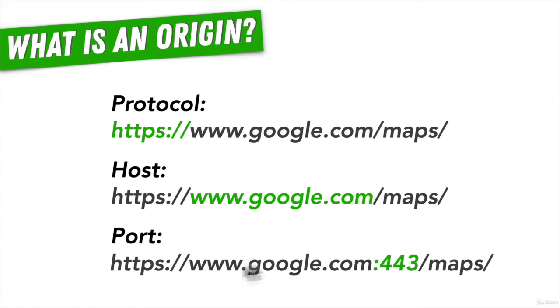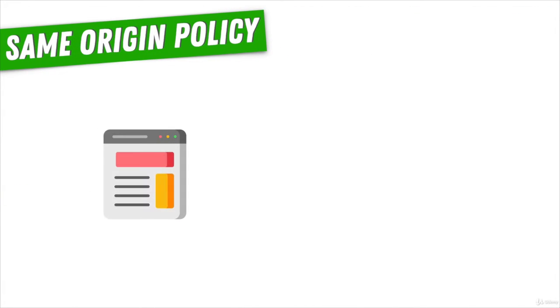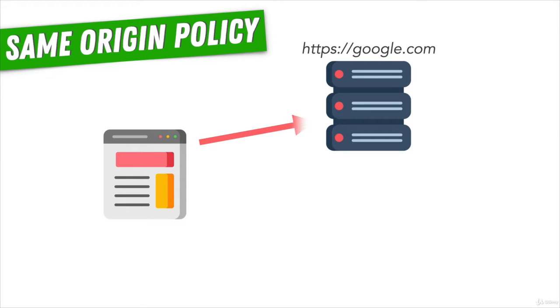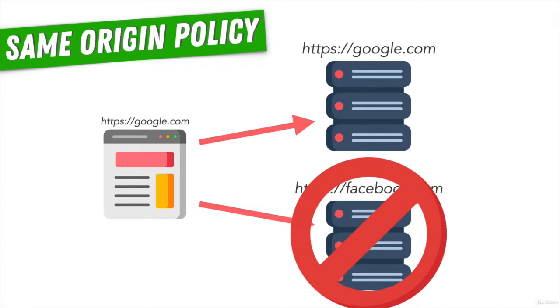Your origin might be https://www.google.com at port 443, or it could be localhost at port 3000. As a security feature, browsers by default block cross-origin requests so that you don't leak your data to a site unintentionally. So Google.com can make requests to Google's servers on the back end, but not to Facebook's servers. Browsers are looking out for us.